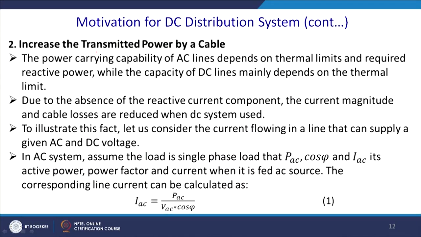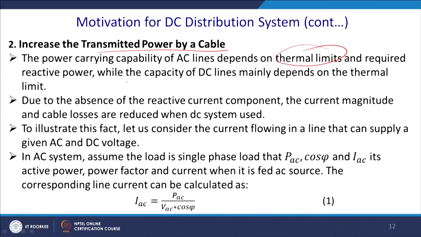Now, increasing the power transmitted by a cable. So, this is the challenge, you do not have a transmission line here in the case of the microgrid. The power carrying capability of an AC line depends on thermal limits and the required reactive power, while the capacity of a DC line depends mainly on the thermal limits only. Due to the absence of the reactive power current component, the current magnitude and cable losses are reduced when DC is used.